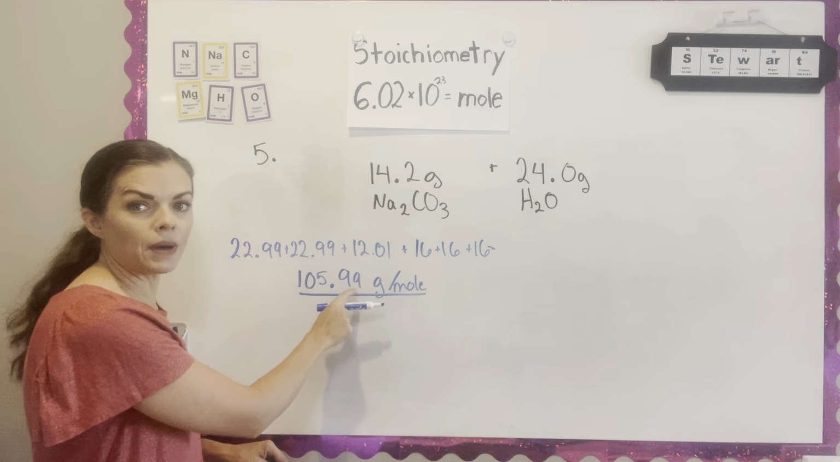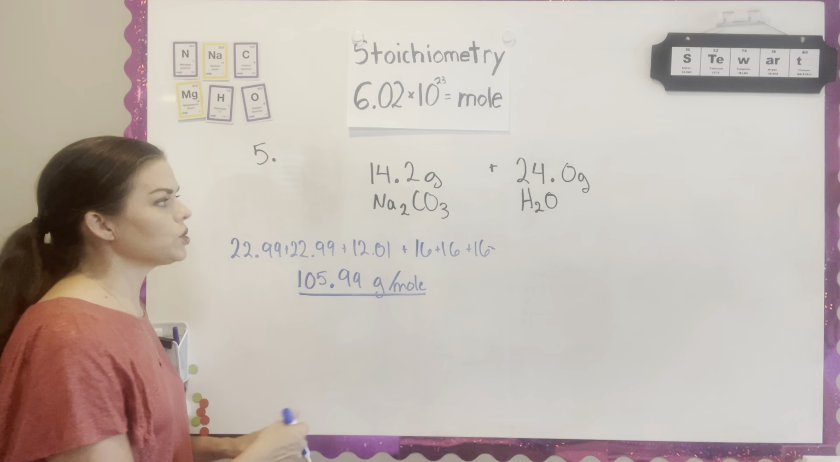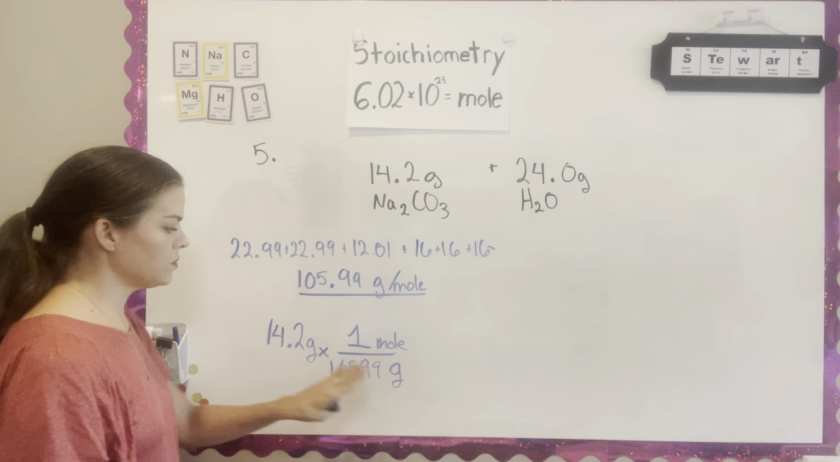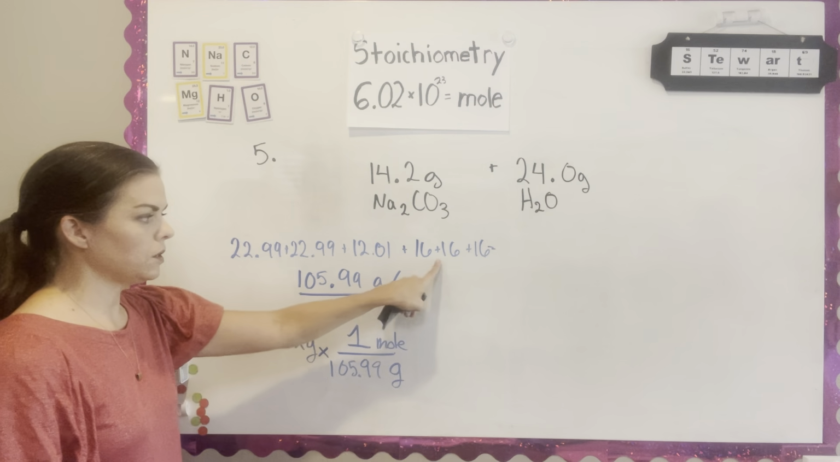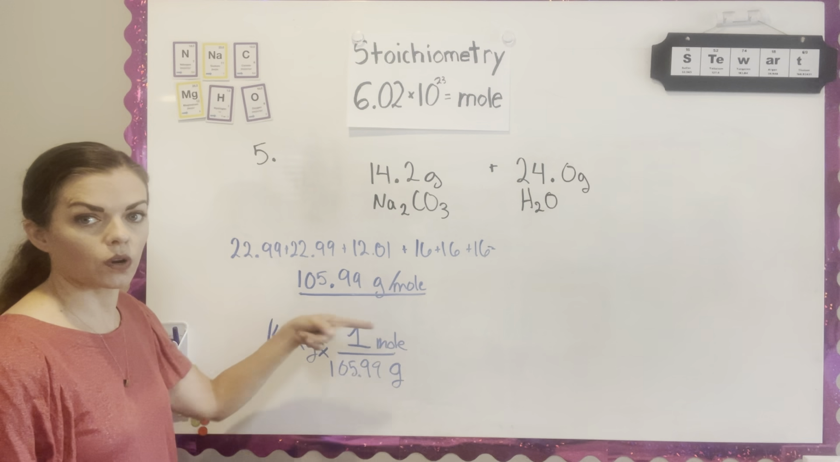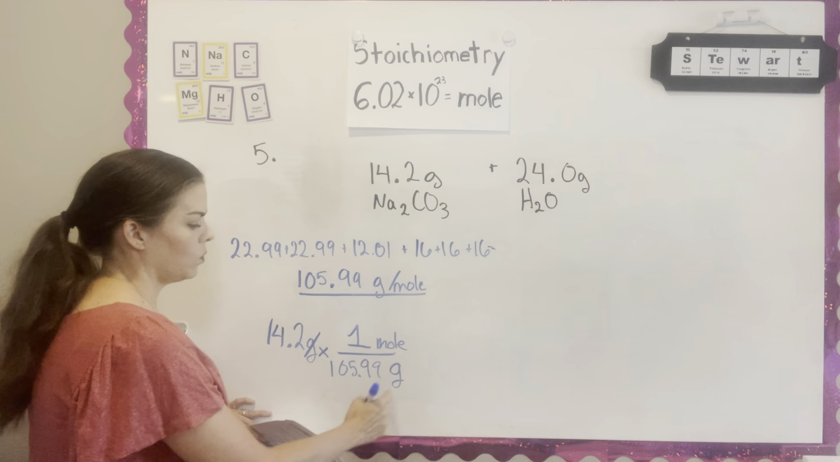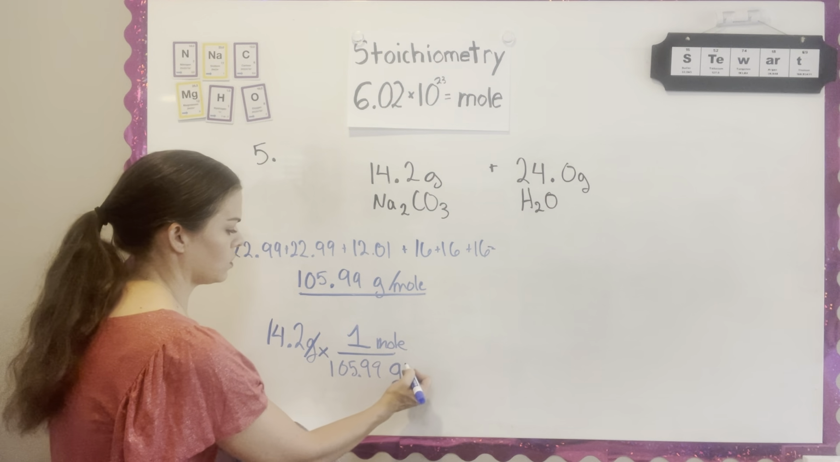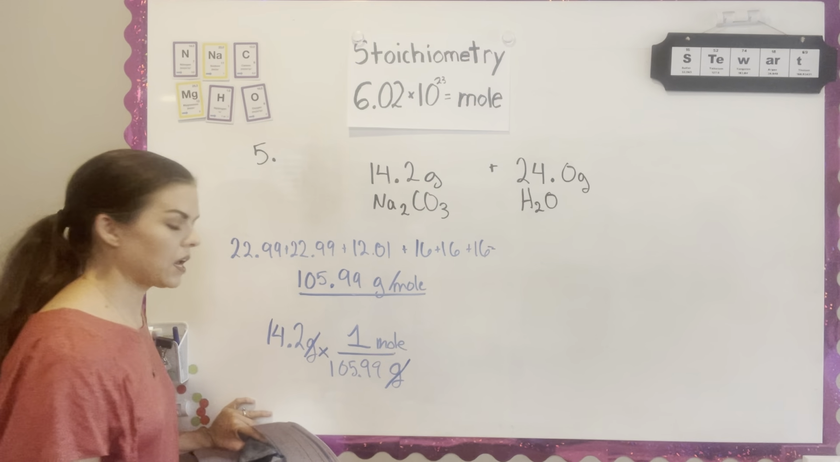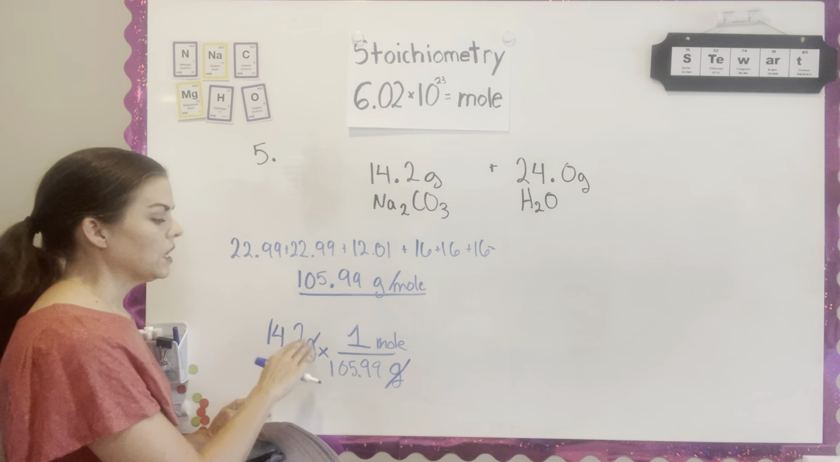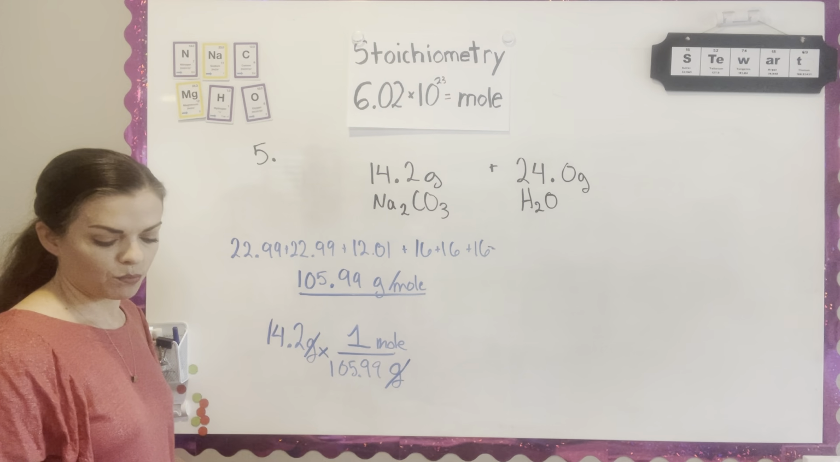Once I have my molar mass or my ratio, I can easily convert from grams to moles. I go from grams to moles, I have to flip the ratio. I have to do the thing where I kind of flip the ratio. That way the grams that I'm starting with will cancel out with the grams in the ratio. So I have to put grams on the bottom. So when you put this in your calculator, you're going to set it up as 14.2 divided by 105.99.